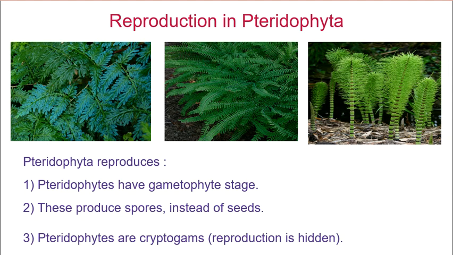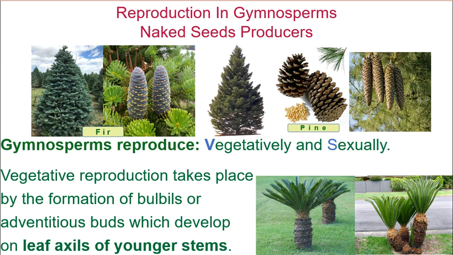Fine. This is Pteridophyta. Now moving forward, we will study reproduction in gymnosperms. We have already seen in the chart, or you can go back in the video and see, how gymnosperms are categorized. They are categorized with the plants which produce open seeds or naked seeds. Fine. So here two pictures are there. In fact, three pictures are there.